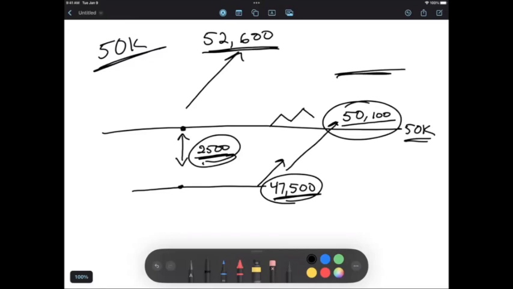Then, regardless of where your account balance is, maybe you're at like 53,000 up here, if you do come down and hit 50,100, that's it. The account is failed. You're done. You need to start over.